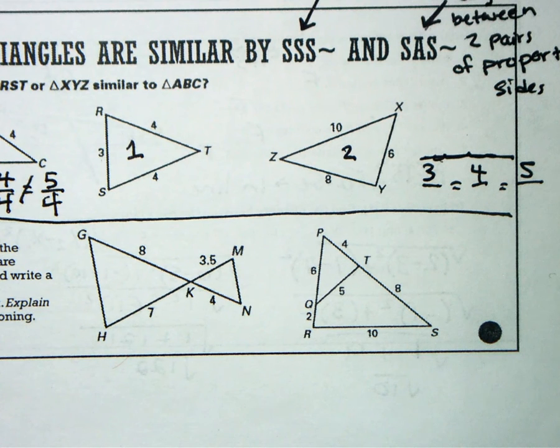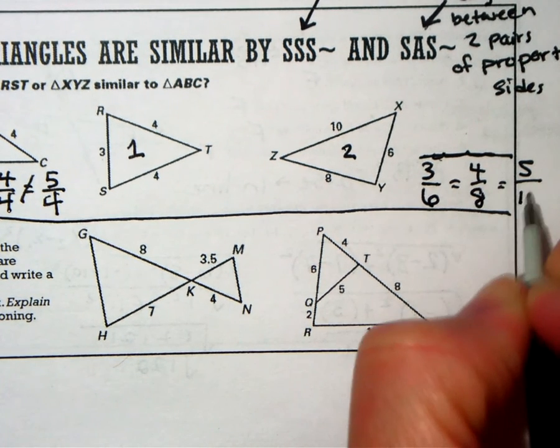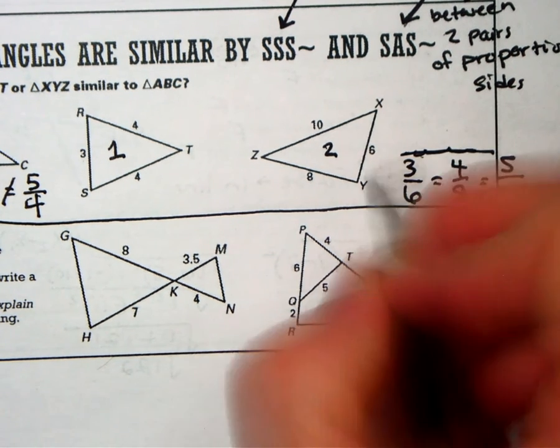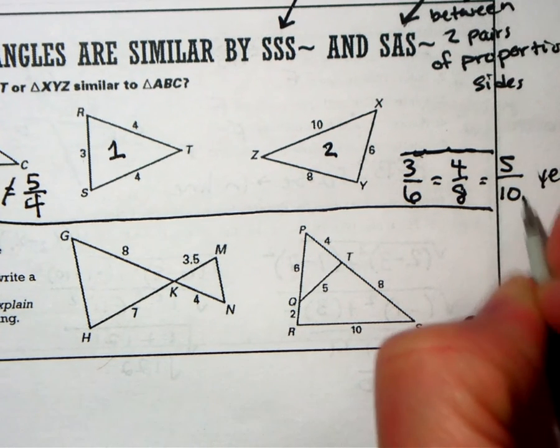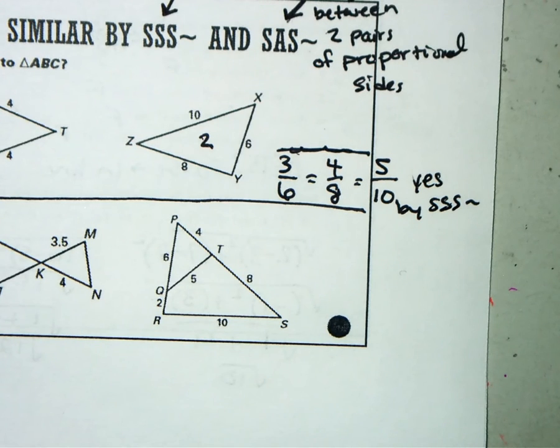What if you went biggest to smallest? That's fine. Okay? But whatever order you do for the first triangle, the second triangle's got to follow it. So I started with the smallest, so I've got to start with the smallest number on this triangle. So the smallest number on this triangle is 6. So we'll go 6 and 8 and 10. Are all of those in the same proportion? Yes, they are in a 1-to-2 ratio. So you have shown this is yes by side, side, side similarity.